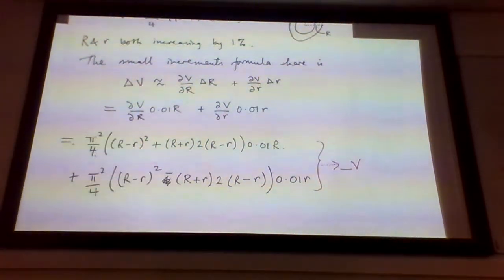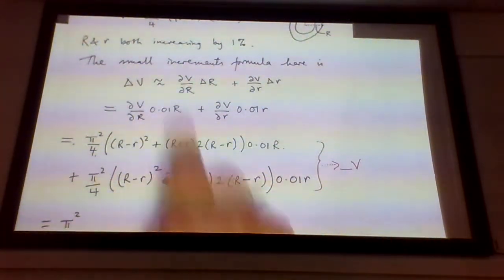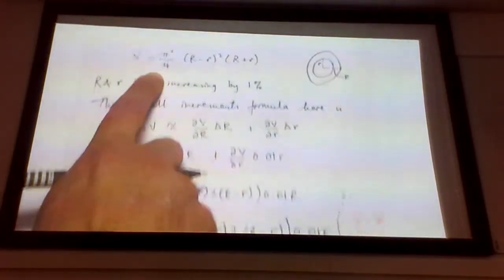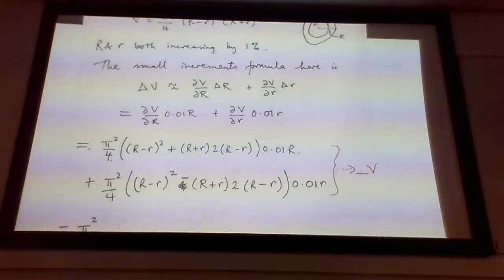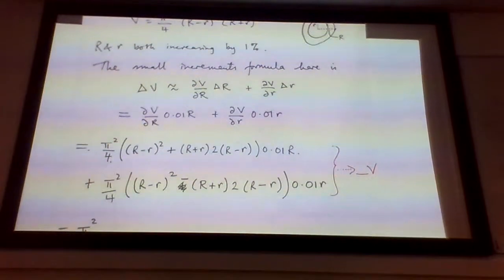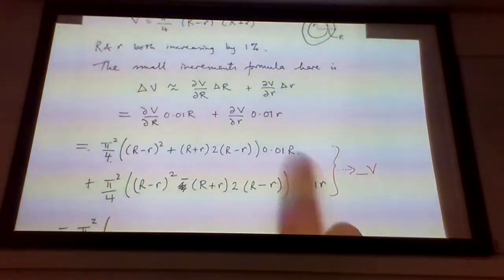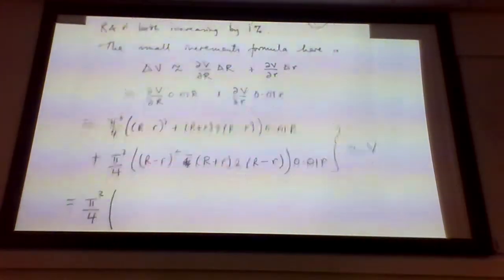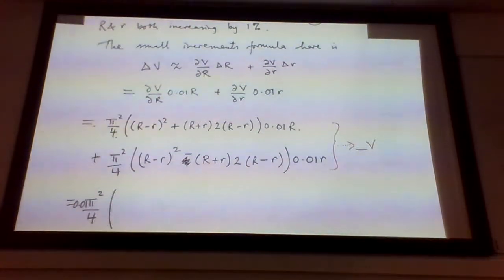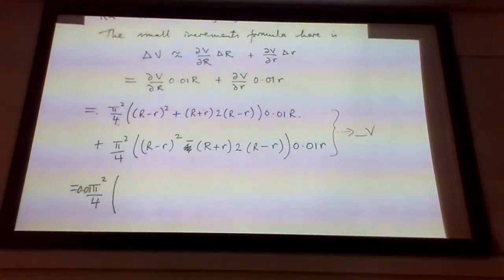So everything has a pi squared over 4 in front of it, so I bring that all the way out to the front. That's good, because v has that quantity in it too. Both quantities also have a 0.01 factor, so I can take that out to the front as well: 0.01 times pi squared over 4. And that's beginning to simplify it down a bit.